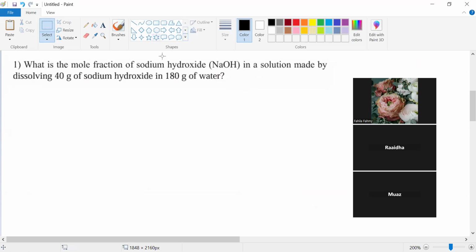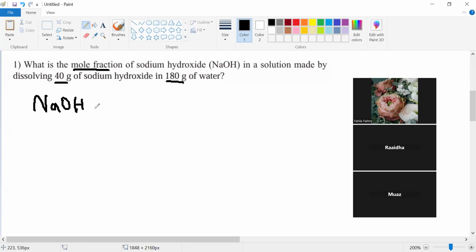Right. So firstly, to get the mole fraction, you need the amount of moles, right? Do you agree? Yes, but I don't have the moles here. I have only the grams. So from the grams, you are supposed to get the moles, right? So let's work on that now.